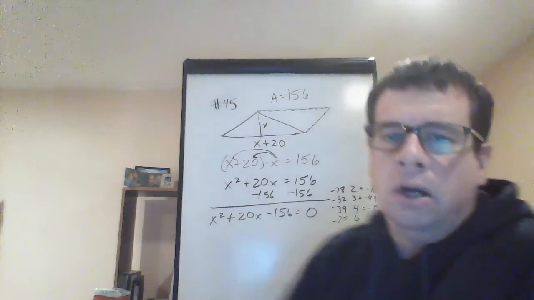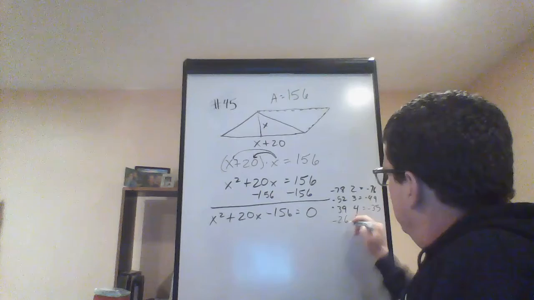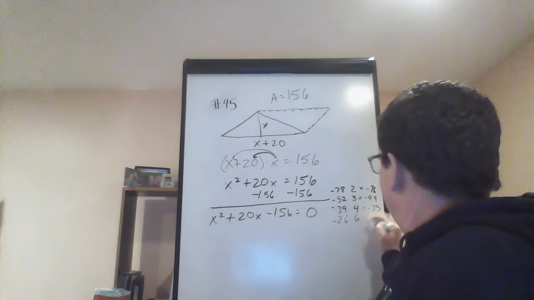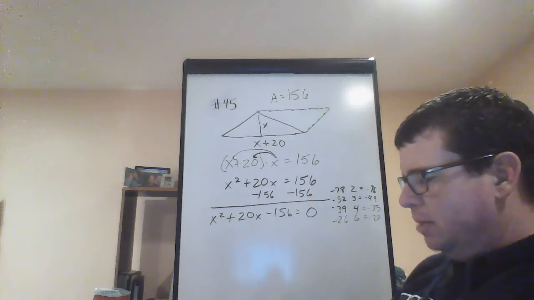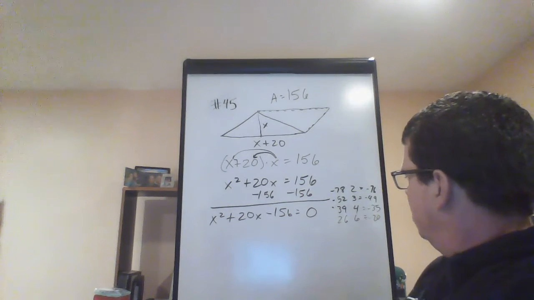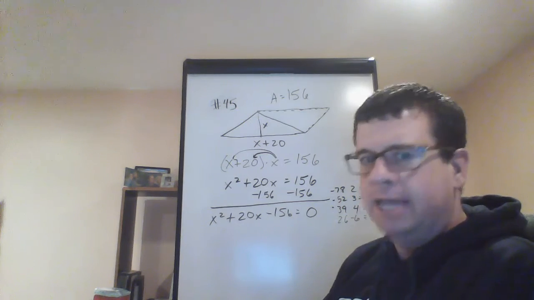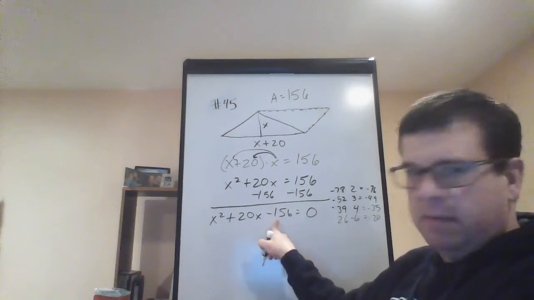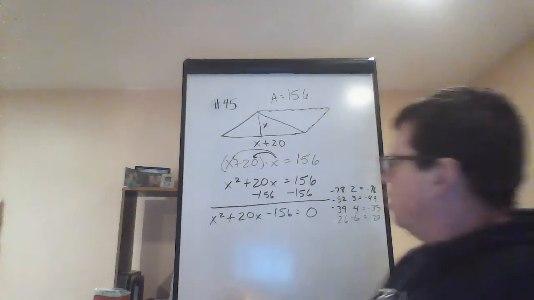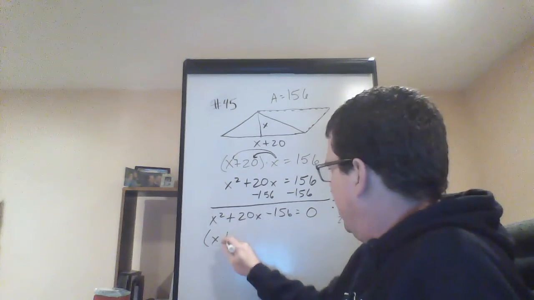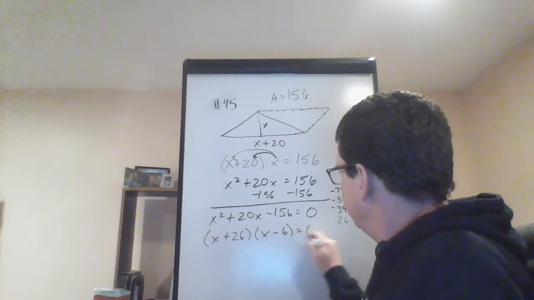I get negative 26 and 6. Sorry. So those add up to negative 20. I want them to add up to positive 20, so that tells me to just switch these signs. So instead of negative 26 and positive 6, what if I do positive 26 and negative 6? Those two multiply together to give me negative 156, and added together they give me positive 20. So I'm ready to factor this now. I've got x plus 26 and x minus 6.